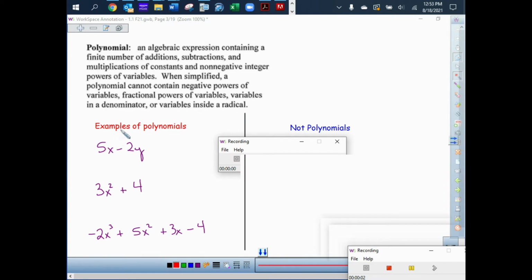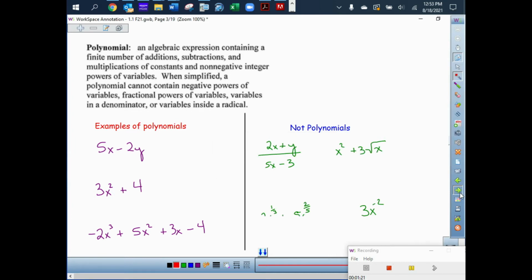So if you look through all of these homeboys over here, all of these are good. All the exponents are just normal integers. None of them are negative. There's no fractional powers, etc. So here's some not polynomials. I will give you a second or two to write those down if you choose to. Again, it's your class, it's your notes, right? These are not polynomials, and then we'll discuss why they are not polynomials.